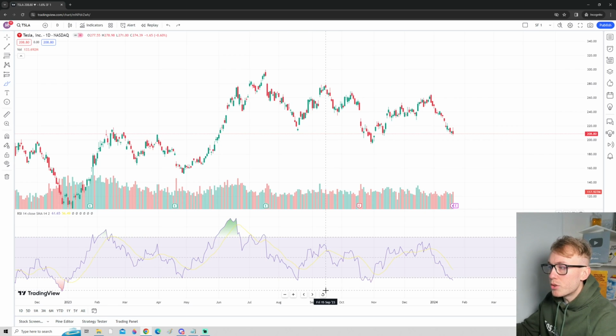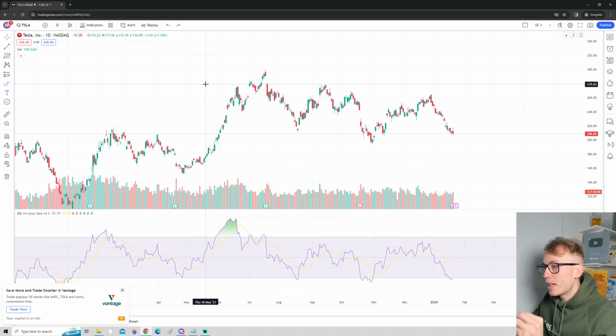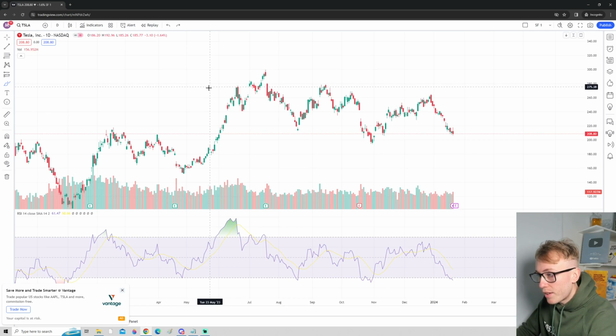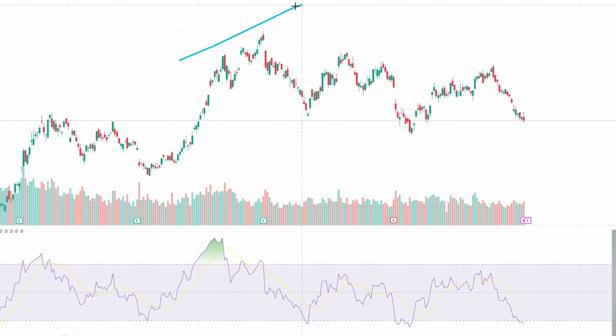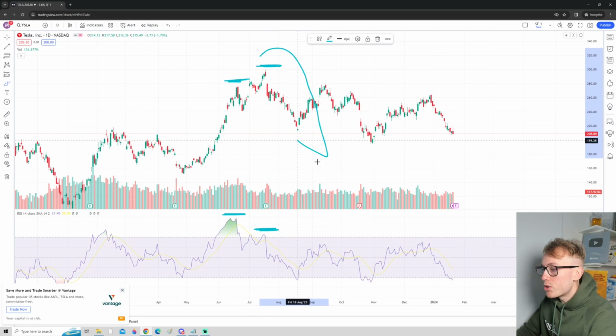A better way to use the RSI indicator is to look out for RSI divergence. In very simple terms, an RSI divergence is when the price goes in one direction, but the RSI goes in the opposite direction. In this case, we can see that the price printed one high and then a higher high, while the RSI printed one high and then a lower high. This is what we call a bearish divergence and indicates a reversal to the downside.